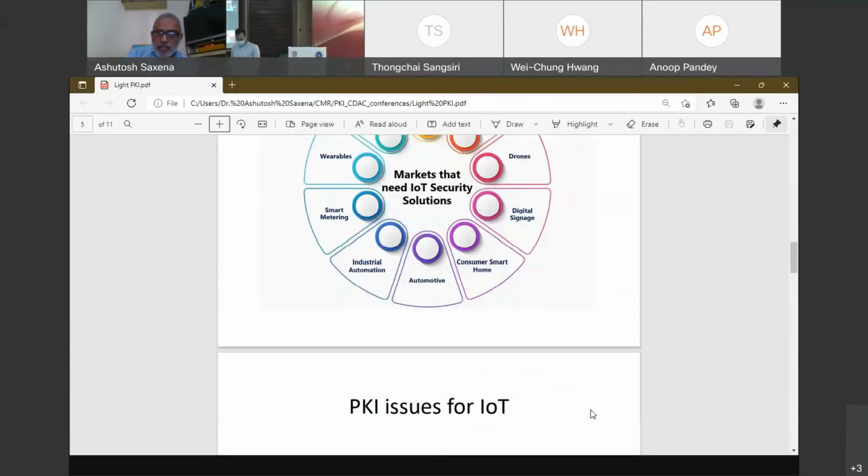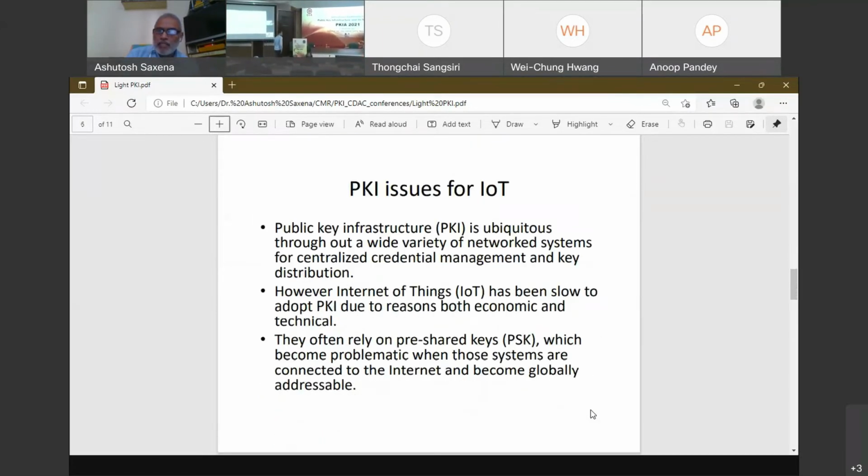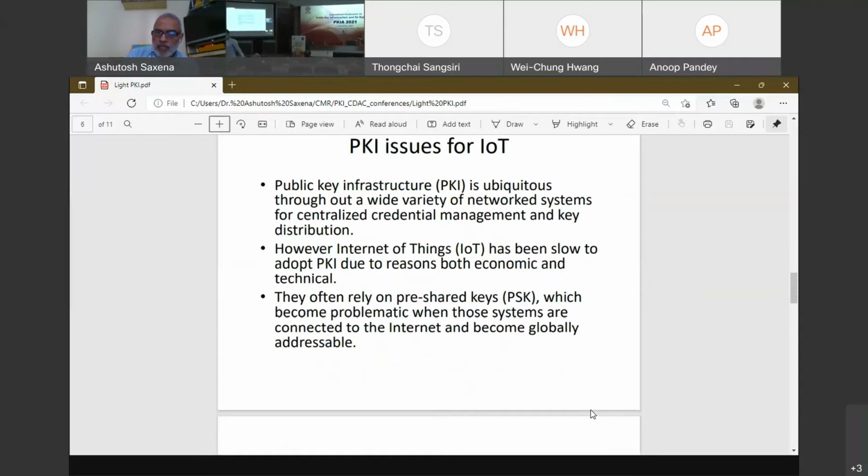And this august gathering knows what PKI is. PKI is typically ubiquitous throughout a wide variety of network systems for centralized credential management and key distribution. That's an already established fact, and nothing needs to be taught on PKI now, because all of us are mature and intelligent enough to understand the state of PKI. But here we are talking about systems where there is proper computing power and storage, which provide the flexibility to authenticate certificate chains, messages or transactions that are happening.